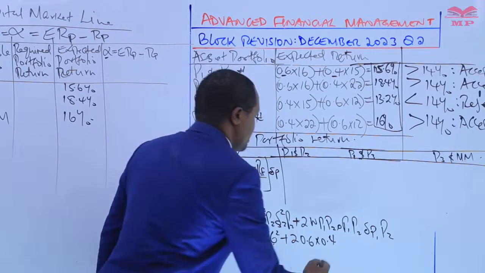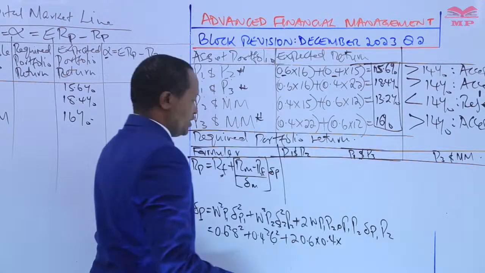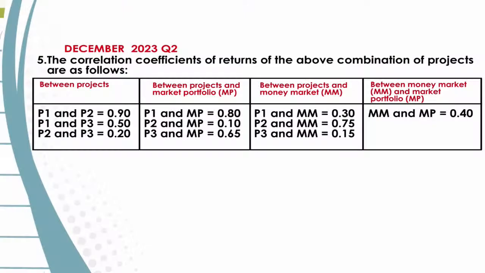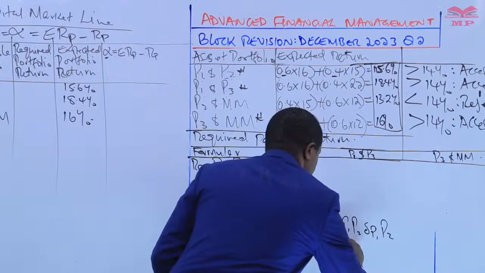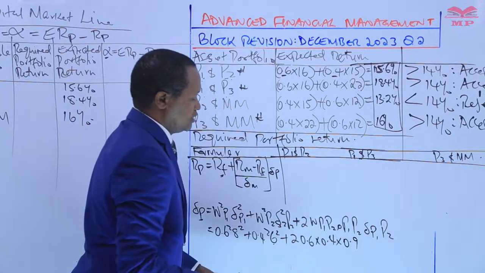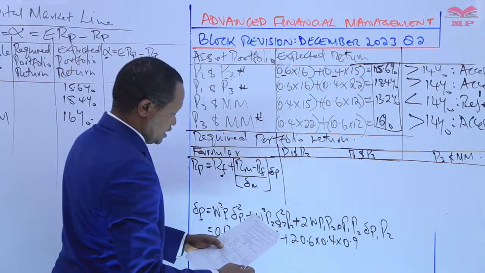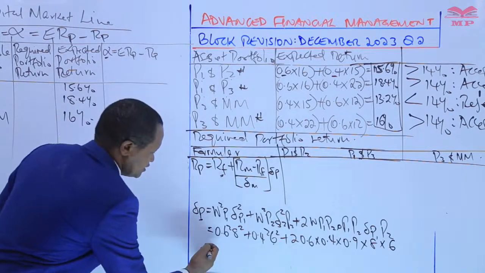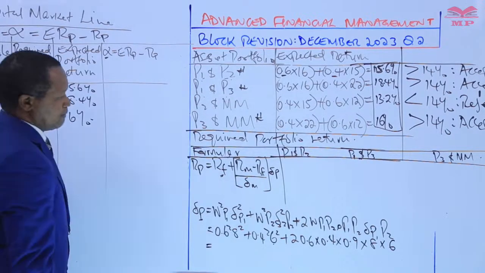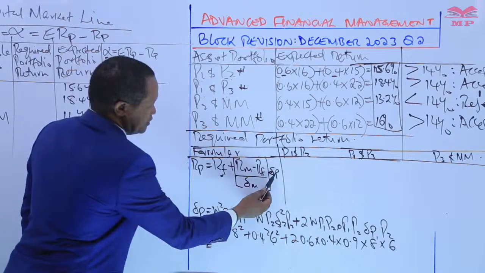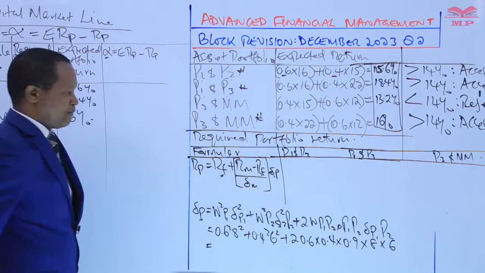Then you also multiply with the correlation coefficient of P1, P2 from note number 5, candidates. From note number 5, the correlation coefficient of P1, P2 is 0.9. Then we multiply the standard deviation of P1 and P2, which is going to give us the standard deviation for the portfolio.